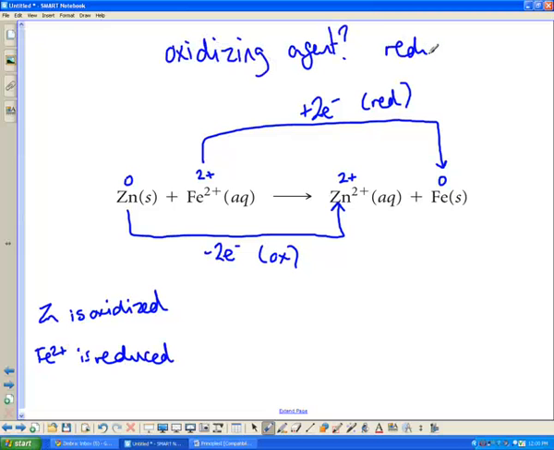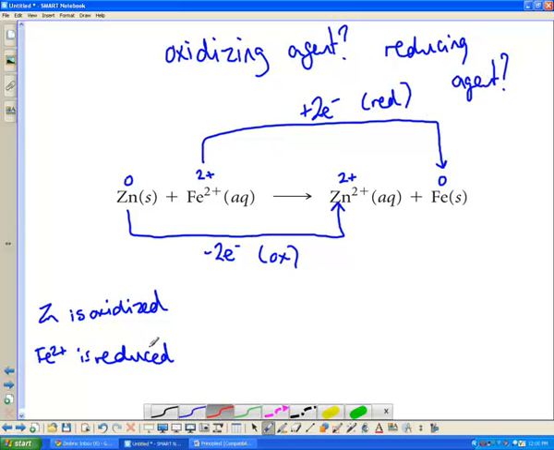Which is the reducing agent? Now what that means is, the oxidizing agent is the species that's causing something to get oxidized. The reducing agent is something that's causing reduction to occur. Alright?